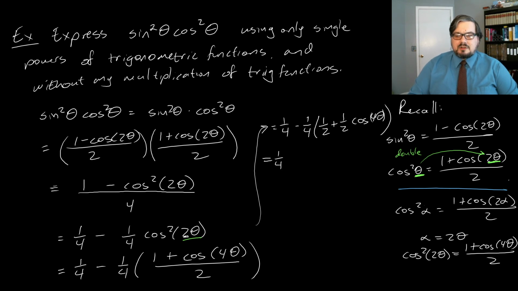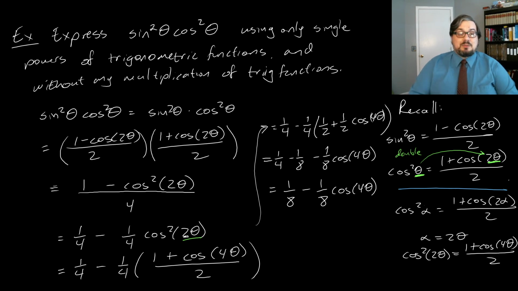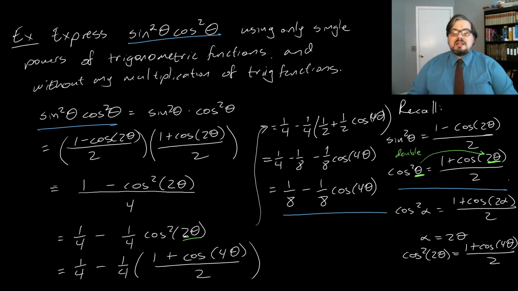So we get 1/4 minus a fourth times a half, which is minus 1/8, and then cosine 4 theta. 1/4 minus 1/8 is 1/8, so we wind up with 1/8 minus 1/8 times cosine 4 theta, and we have accomplished the problem. We have taken the original expression, sine squared times cosine squared, after I corrected the typo, and we've seen that it can be written using 1/8 minus 1/8 cosine 4 theta, and they're completely equivalent.